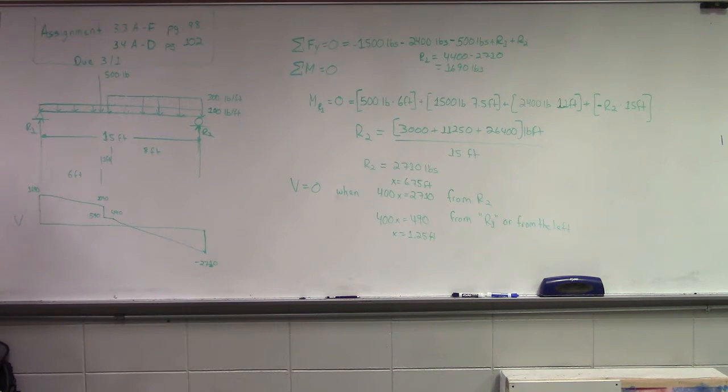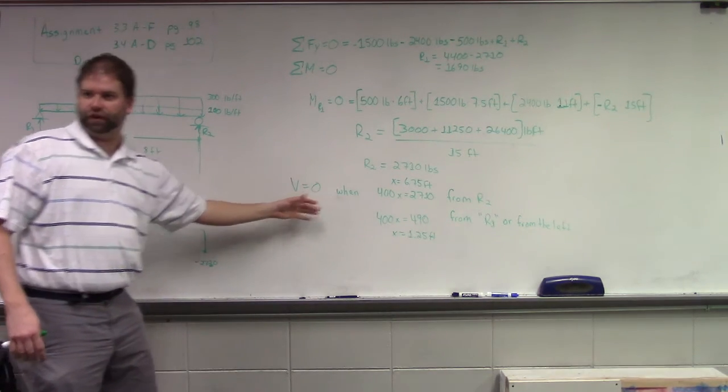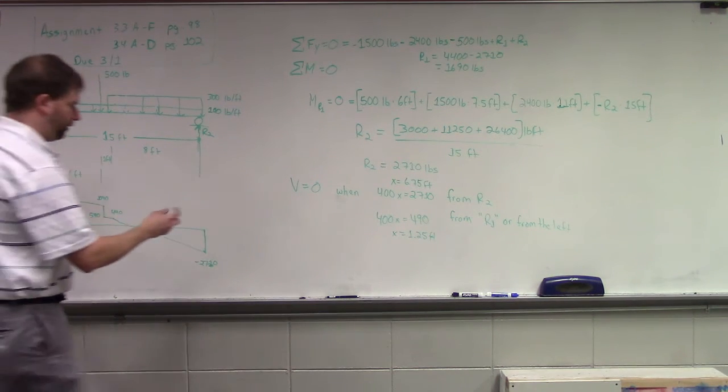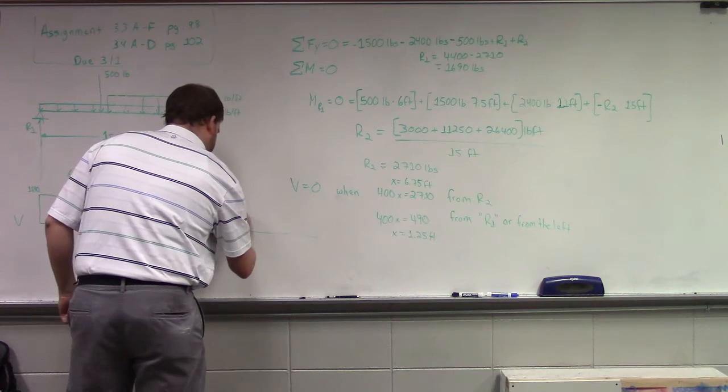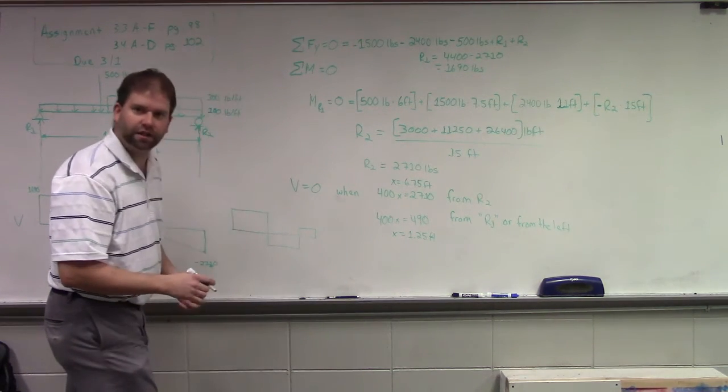Okay? And remember that if we didn't have these uniformly distributed loads, we wouldn't need to determine this, right? If we just have point loads. So remember, if we have a point load, our shear diagram is looking something like this, with those different boxes.